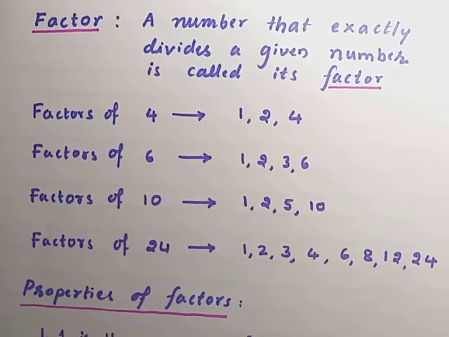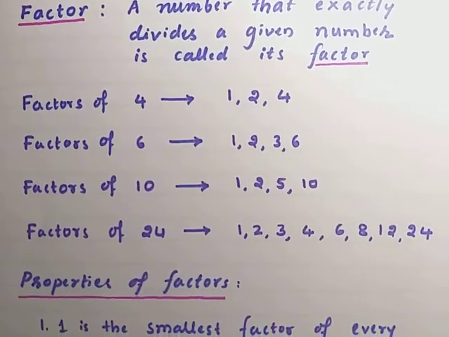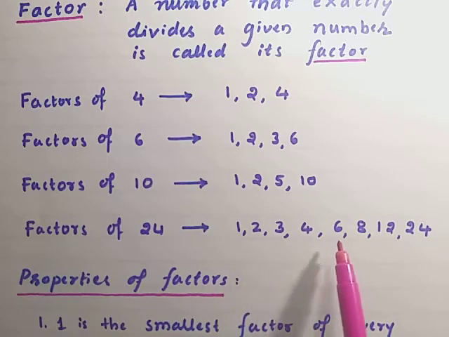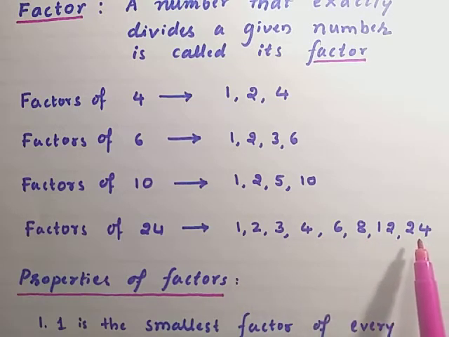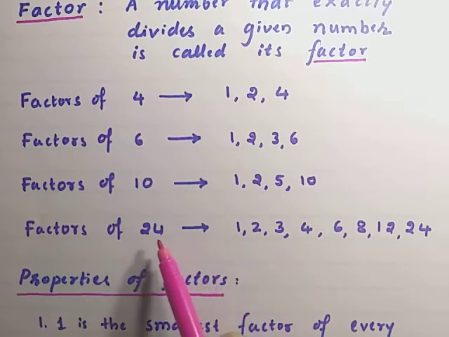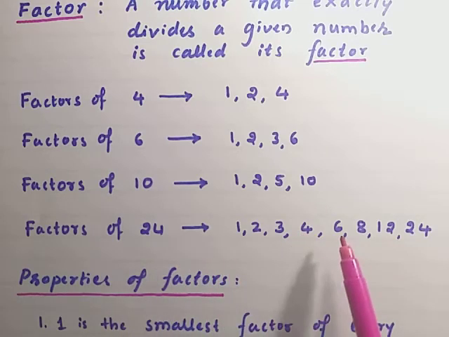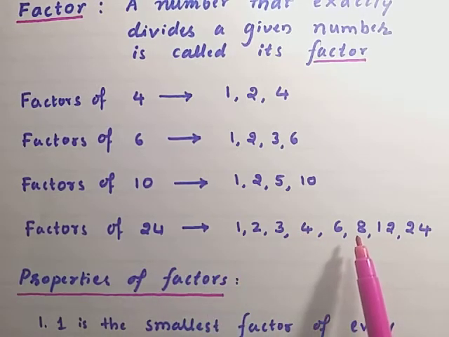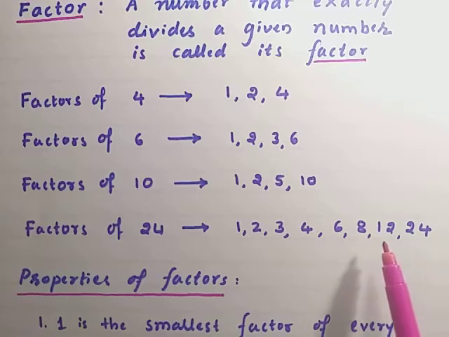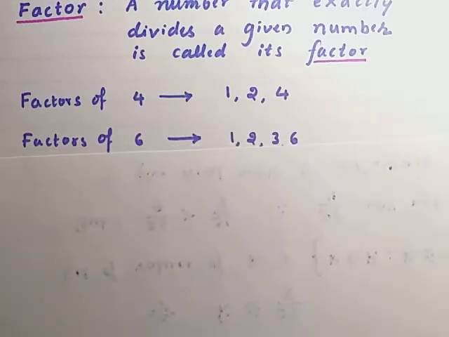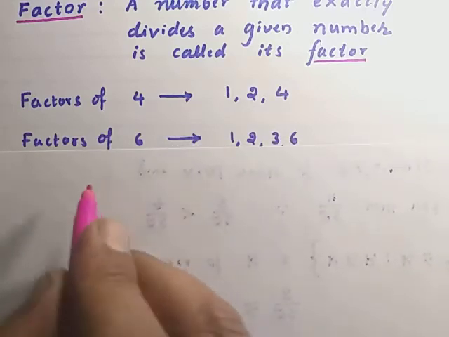Similarly, we can take factors of 24 to be 1, 2, 3, 4, 6, 8, 12 and 24, because 1 divides 24, 2 divides 24, 3 divides 24, 4 divides 24, 6 divides 24, 8, 12 and 24 also divide 24. Let us take another example here to make understanding better.